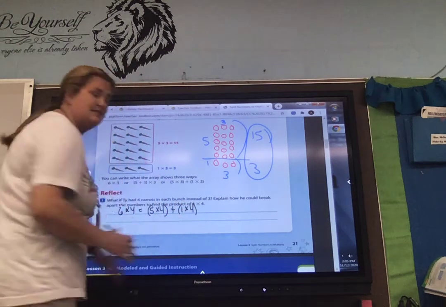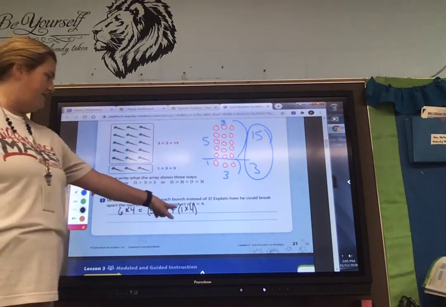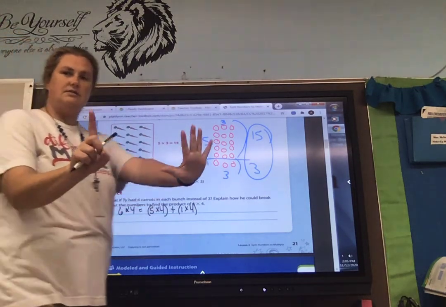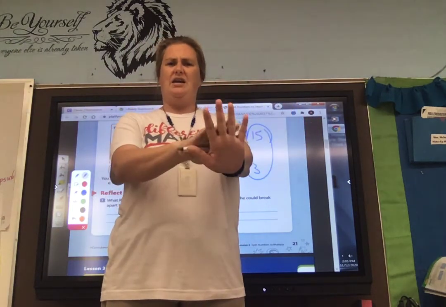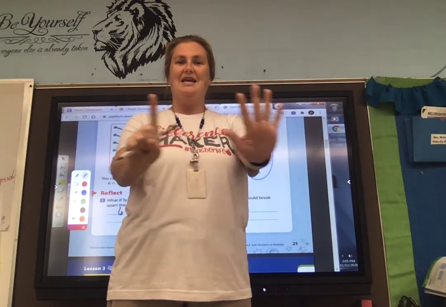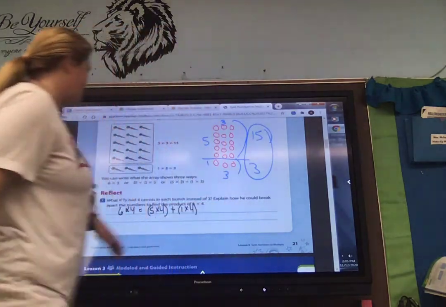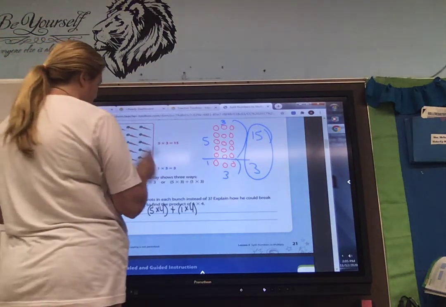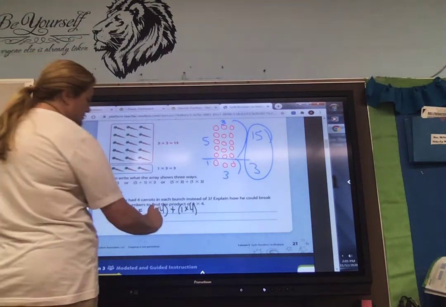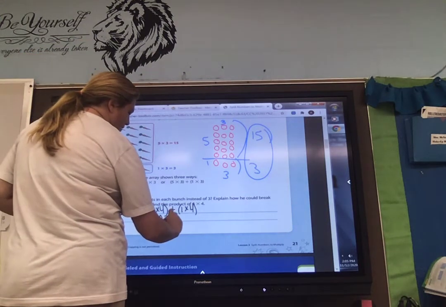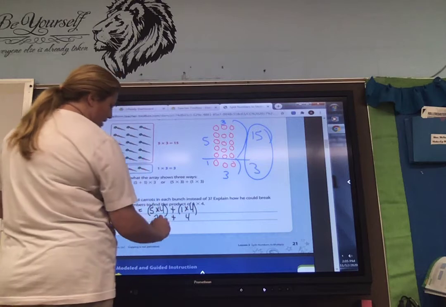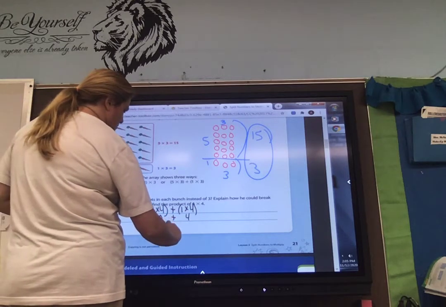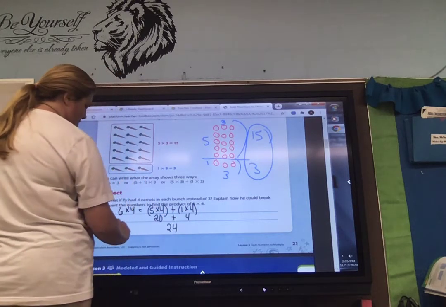Now my 6 didn't go anywhere. 5 and 1 is still 6. All I did was break it apart into 2 smaller numbers. We can all count by 5s really well, and we definitely know how to multiply by 1. So when we split those apart, it makes it much easier for us if we don't remember our 6's. And then we work it out. 5 times 4 is 20, plus 1 times 4 is 4, and 20 plus 4 is 24. Guess what 6 times 4 is?